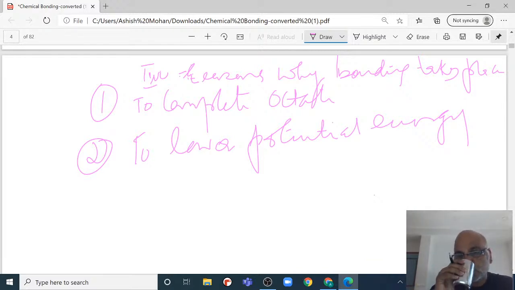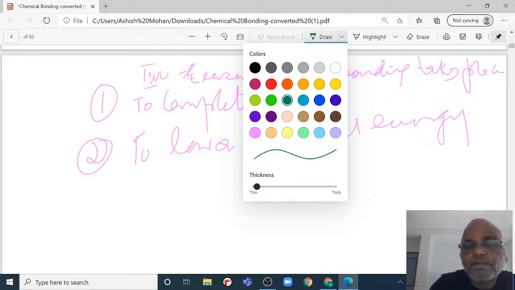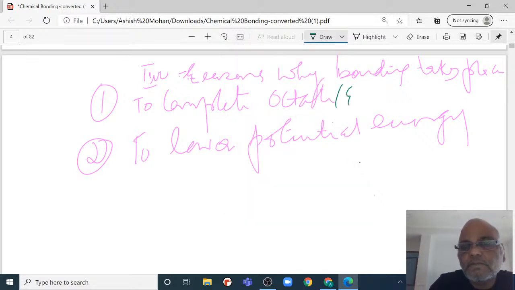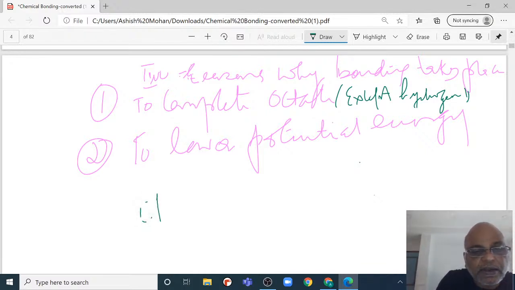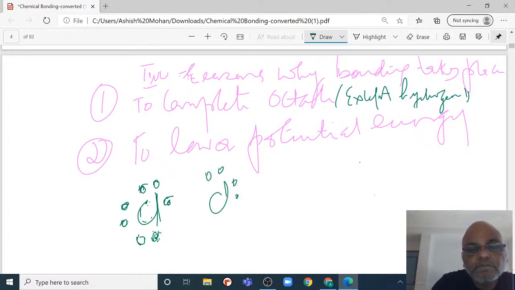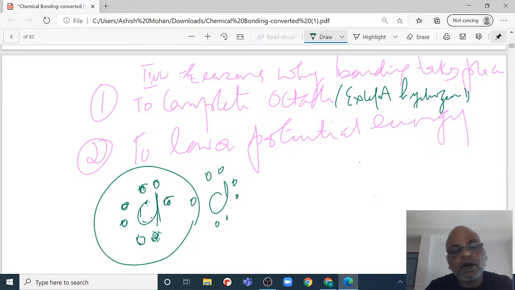To lower the potential energy. Suppose I take, except hydrogen, a chlorine atom. The chlorine atom has 7 electrons in its valence shell. It is trying to complete its octet, and the other chlorine is also trying to complete the octet.